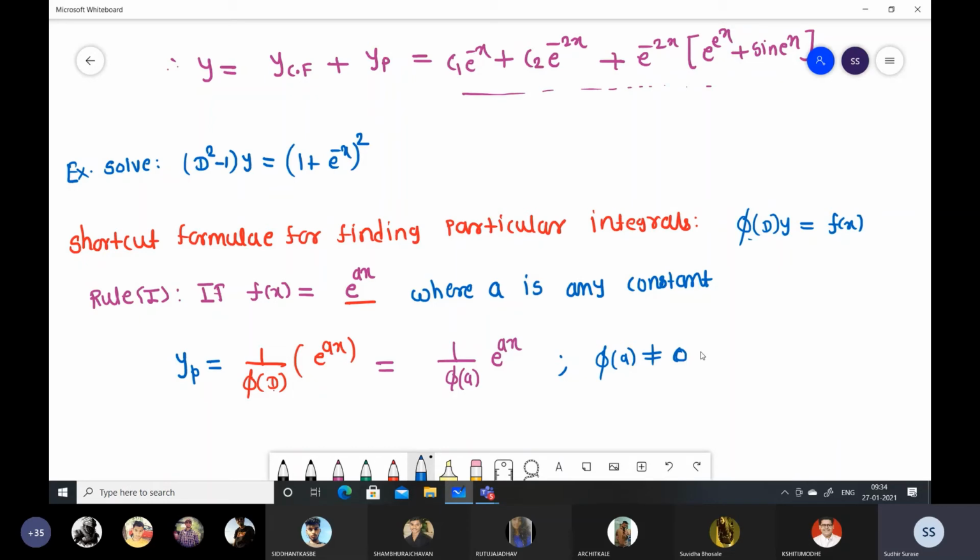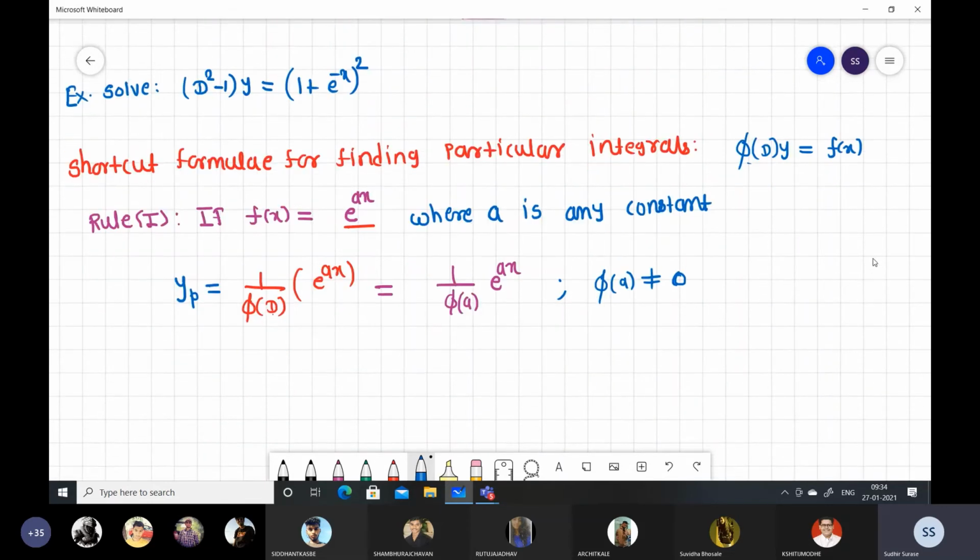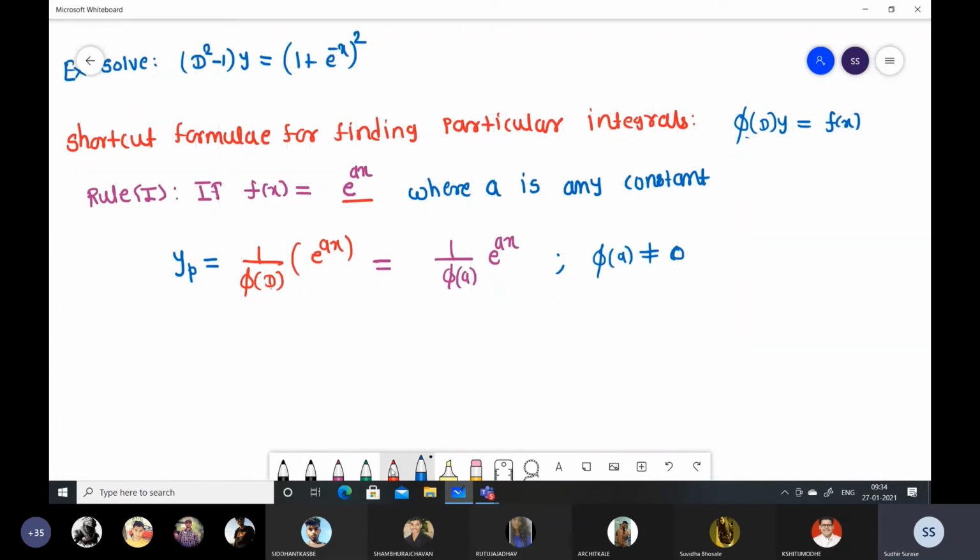So what to do in that case? Now further, if you get phi of a equal to 0, then we have a little modification in the formula: yp is given by x multiplied, this x is totally outside, and then 1 upon phi dash of a, e to the power ax.